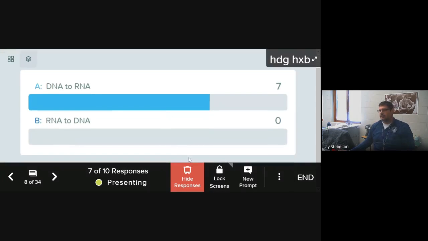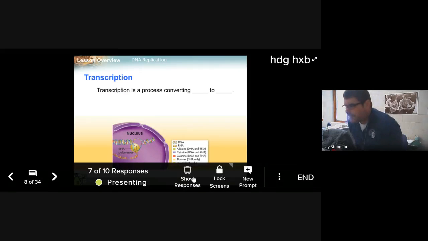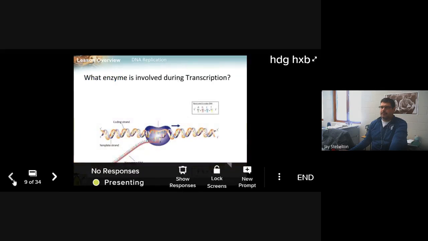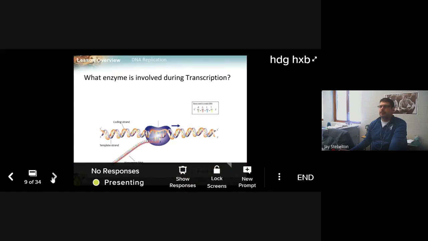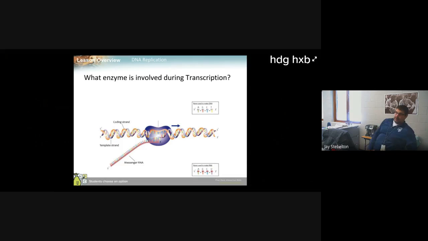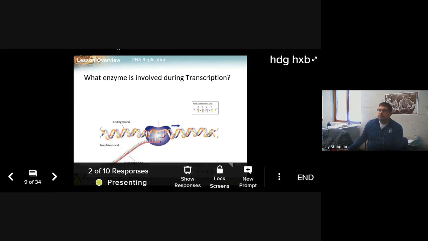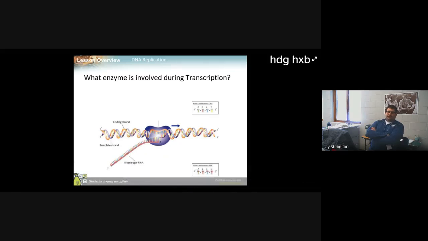Good, good. Okay, so transcription is the process of converting DNA to RNA. That's what you should have put there. And then the enzyme involved in transcription. Remember, they only had you focus on one enzyme here. I think this one's multiple choice too. The enzyme involved in transcription.